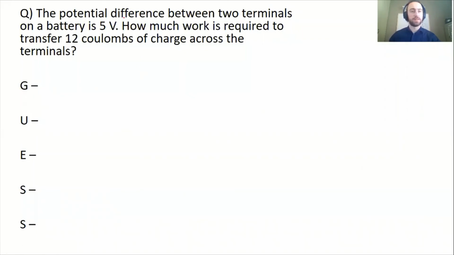In this question, the potential difference between two terminals on a battery is 5 volts. How much work is required to transfer 12 coulombs of charge across the terminals? Again, going through our GUESS method, what is given? Well, we're given 5 volts, and we're also given our total charge, which is 12 coulombs. Now what is our unknown? Well, our unknown is how much work is required. So our unknown is our energy.